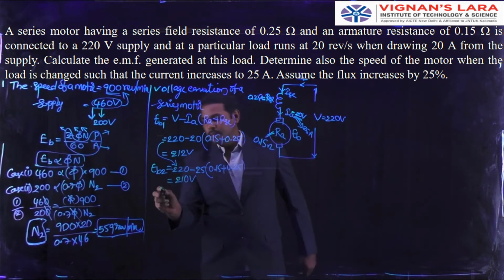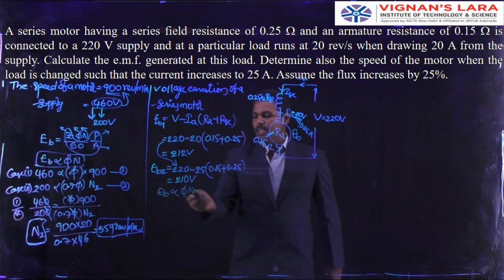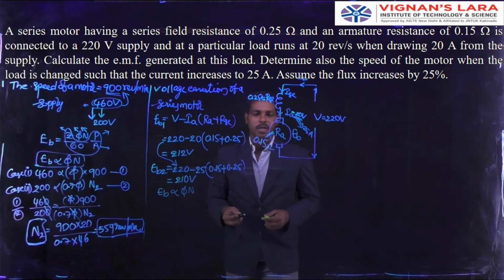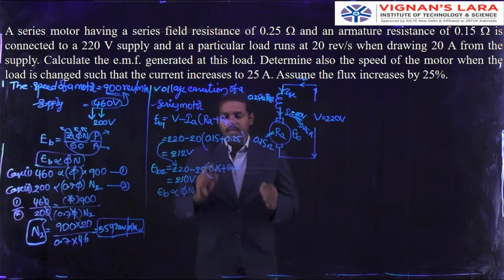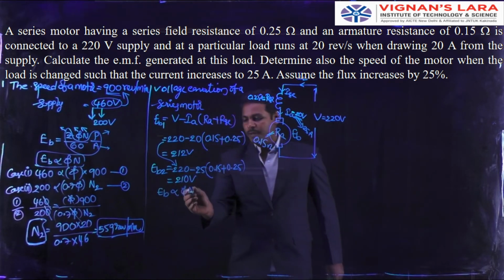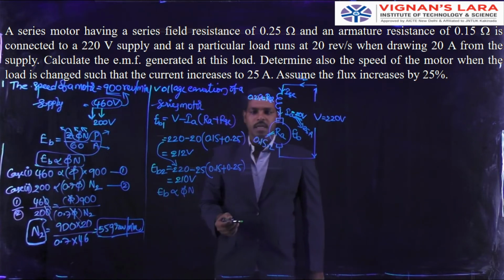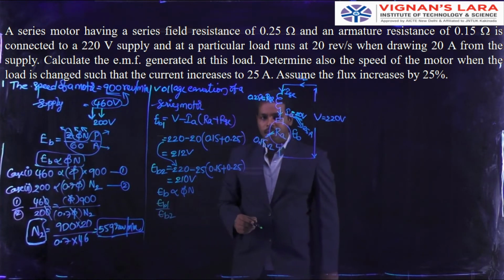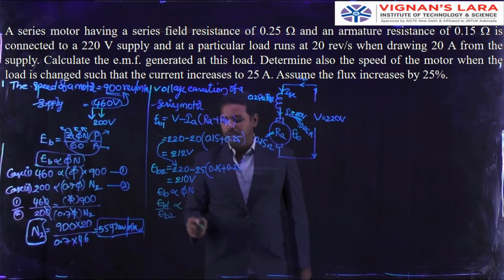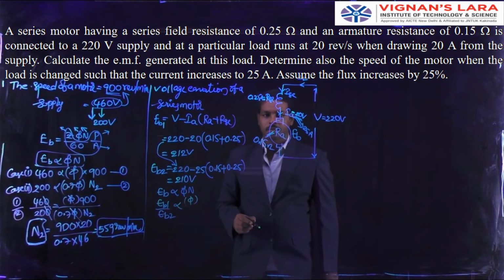All of you know the back EMF EB is directly proportional to phi into N. This comes from the back EMF equation of a DC motor: EB is equal to Z phi N by 60 into P by A. In this, all remaining parameters are constant except flux and speed. EB is directly proportional to phi into N. So EB1 divided by EB2 is proportional to flux.